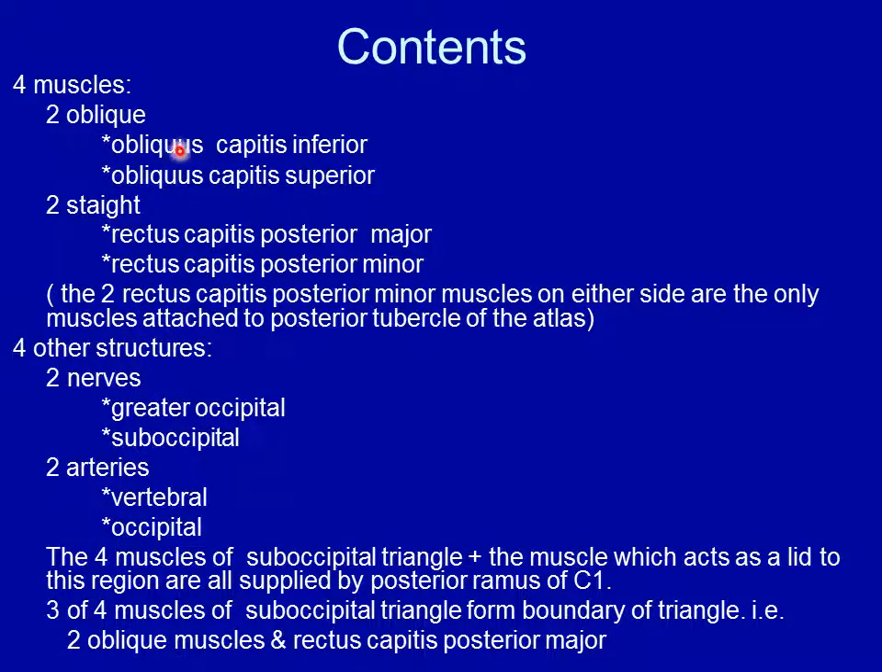So muscles again we can make out here. The rectus capitis posterior major, rectus capitis posterior minor, obliquus capitis superior and obliquus capitis inferior. So basically you have two suboccipital triangles on the right and left side. Okay.